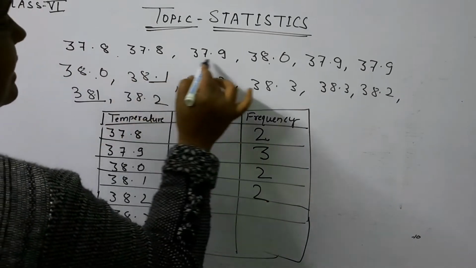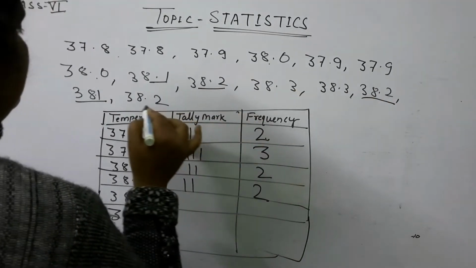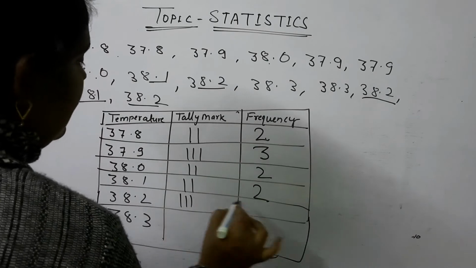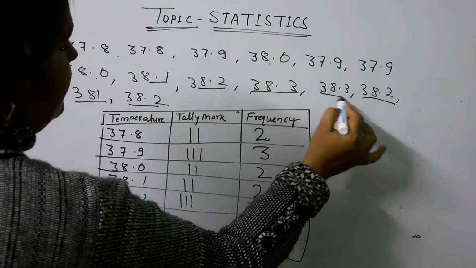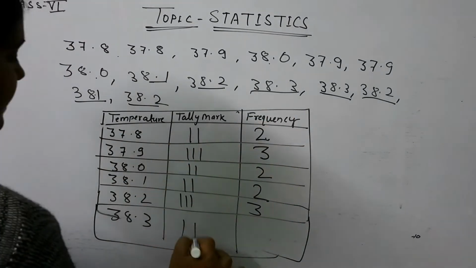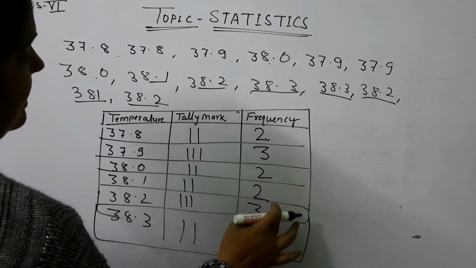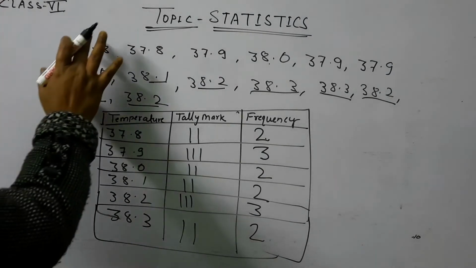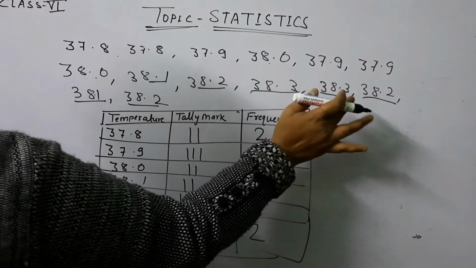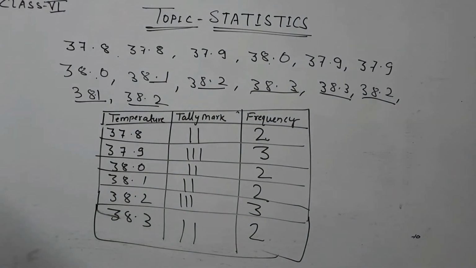38.2. How many times is 38.2? Only this one, this one and this one. How many times? 3 times. Number of frequencies 3. 38.3 is here. This one is 38.3, 1, and this one is 2, only 2 times. We will write 2. Add these numbers: 2, 3, 5, 2, 7, 2, 9, 3, 12, 2, 14. Total number here is 14. Count this one: 1, 2, 3, 4, 5, 6, 7, 8, 9, 10, 11, 12, 13, 14. This is the way to make the tally graph.